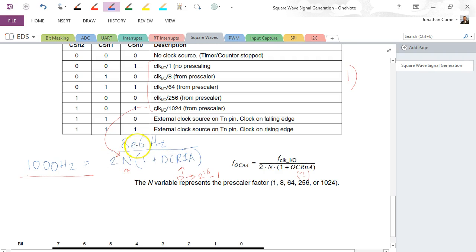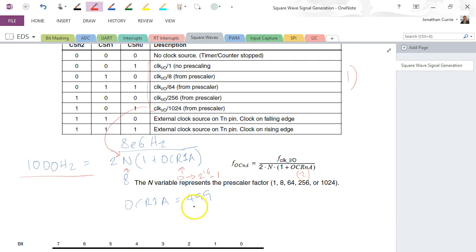So I know that if I can get 8,000 on this bottom line, I'm going to get 1,000 here. So 2 times n times something is equal to 8,000. So if I was to go OCR1A equals 499, 1 plus 499 is 500, times 2 is 1,000, times n, which will make it 8, will then give us our 1,000 hertz. So in this case, it was nice and simple.